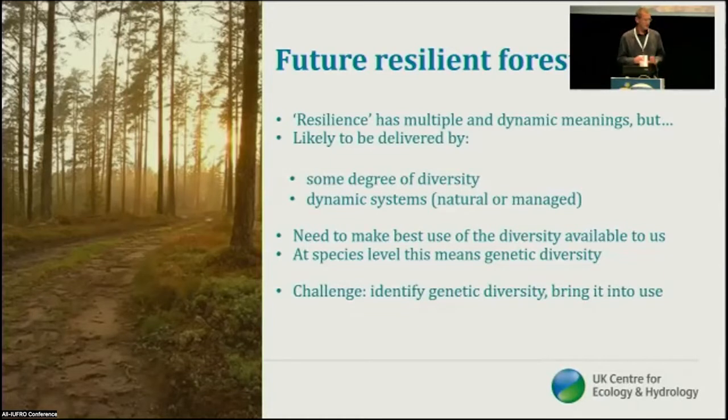But fundamentally, it's likely in most of our understandings of the term resilience that it's going to be delivered by some degree of diversity. That doesn't mean as much diversity as we can possibly get, but more diversity is typically better. And we need to be using that diversity in dynamic systems. That may be natural systems that turn over themselves, meaning that new genetic variation has an opportunity to enter the population, or it may be in managed systems where we systematically choose and use different types of diversity to get the best results. But fundamentally, we need to be making use of the diversity available to us.